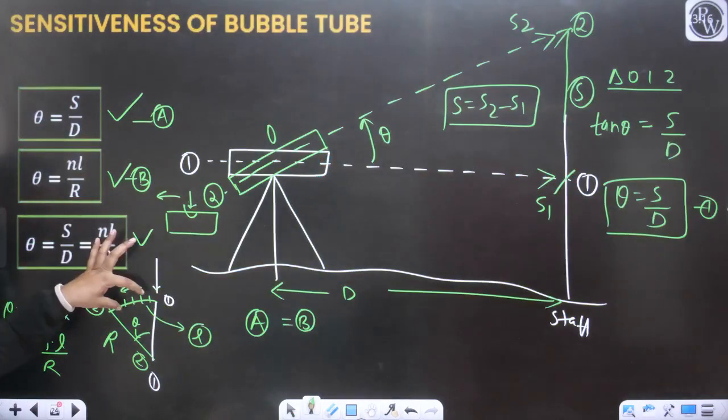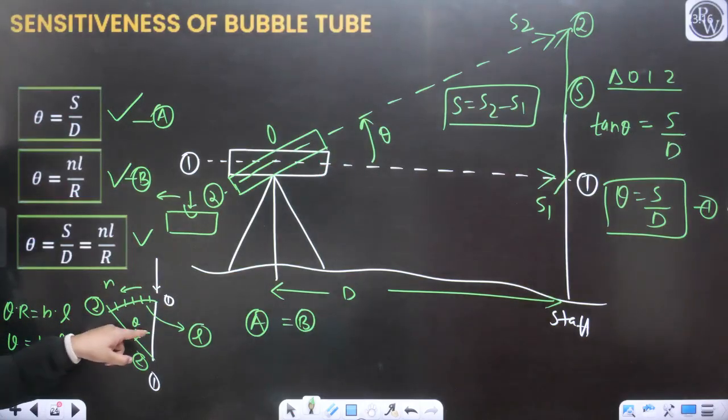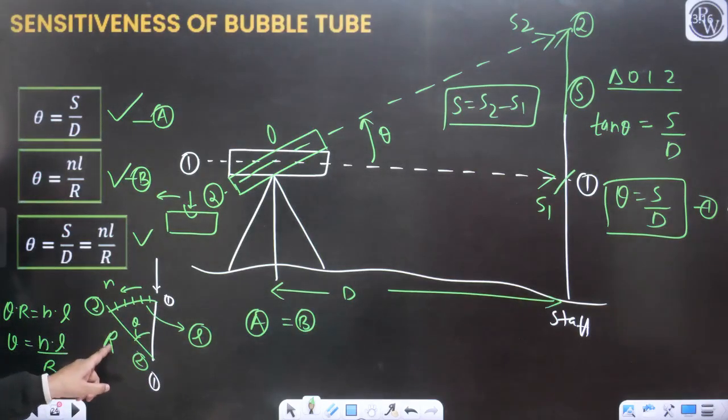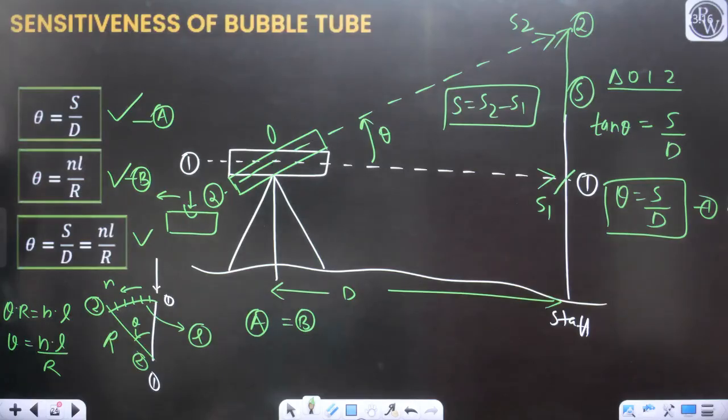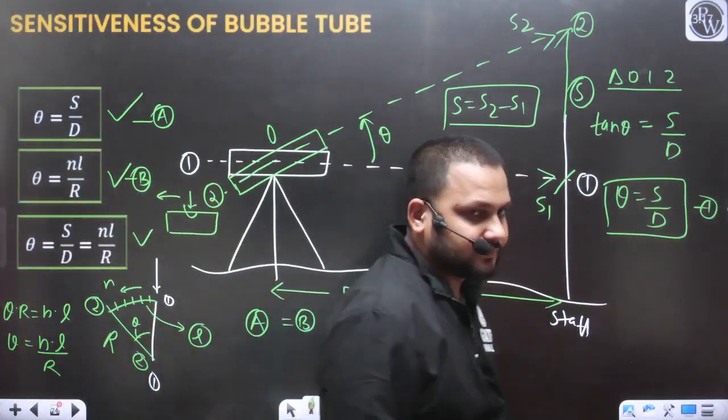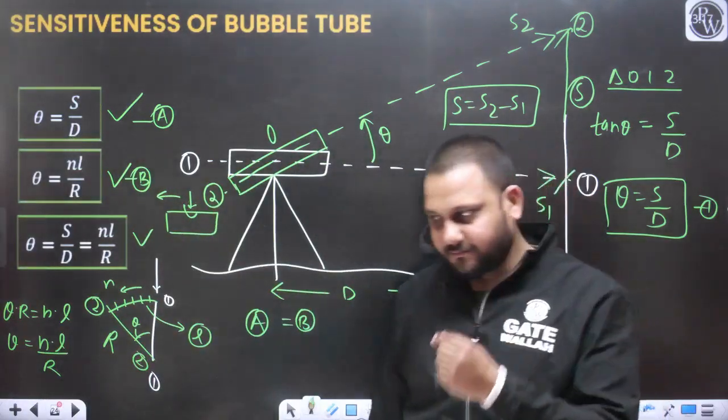Dear, arc length will be equal to radius into this angle. This arc length will be equal to radius into this theta. So R theta will be equal to N into L, the arc length. Now the point is clear, yes or no? You got it? Very good.